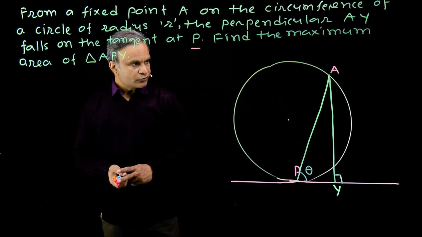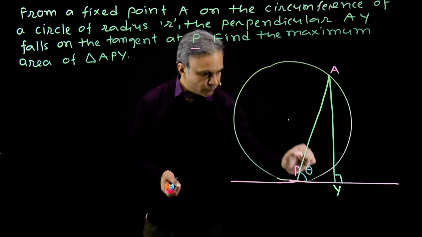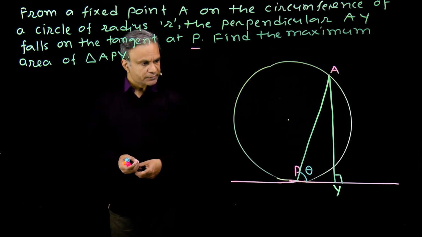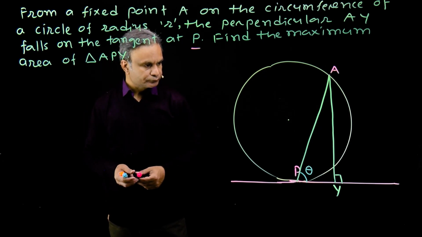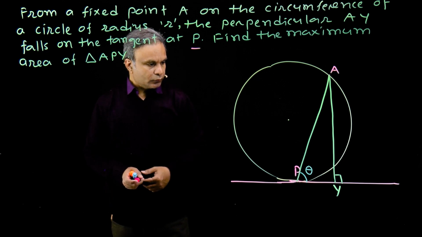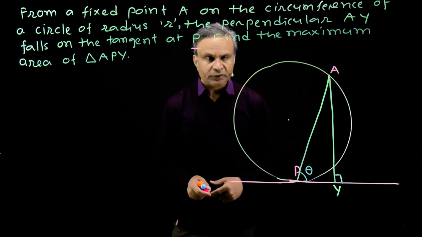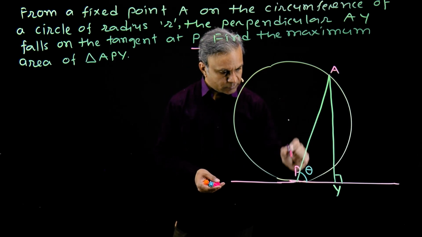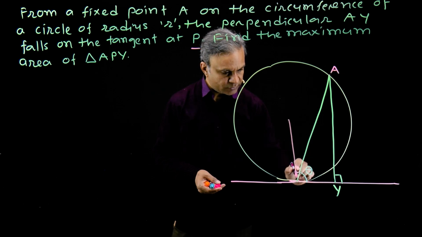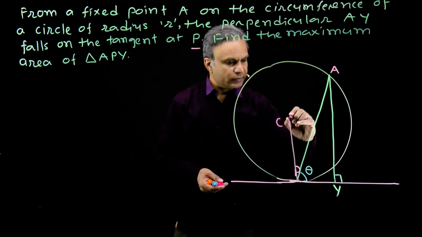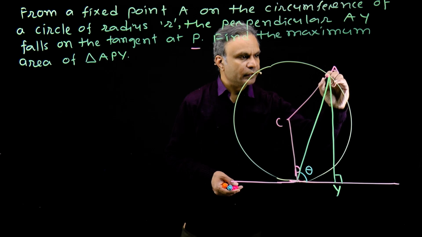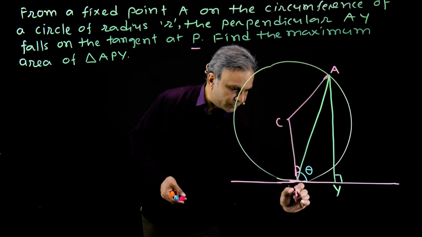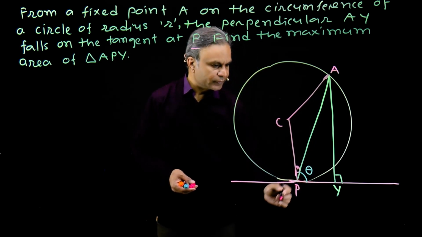Now we will try to find the area in the form of this angle theta. What can we do? We can find this length AP in the form of theta. We can find this length first. Join this point of contact with the center. This is center C. Now this is angle theta. Let me write point P here. This is angle theta.